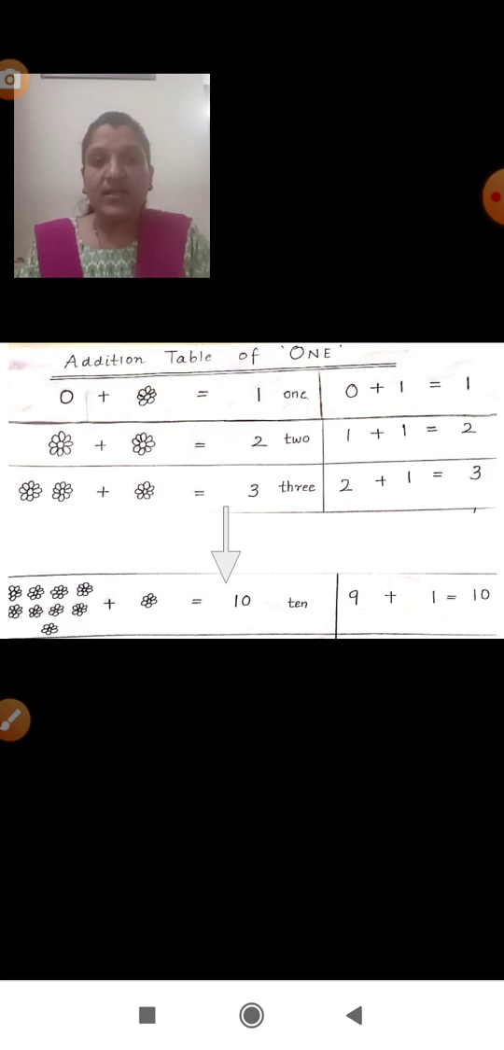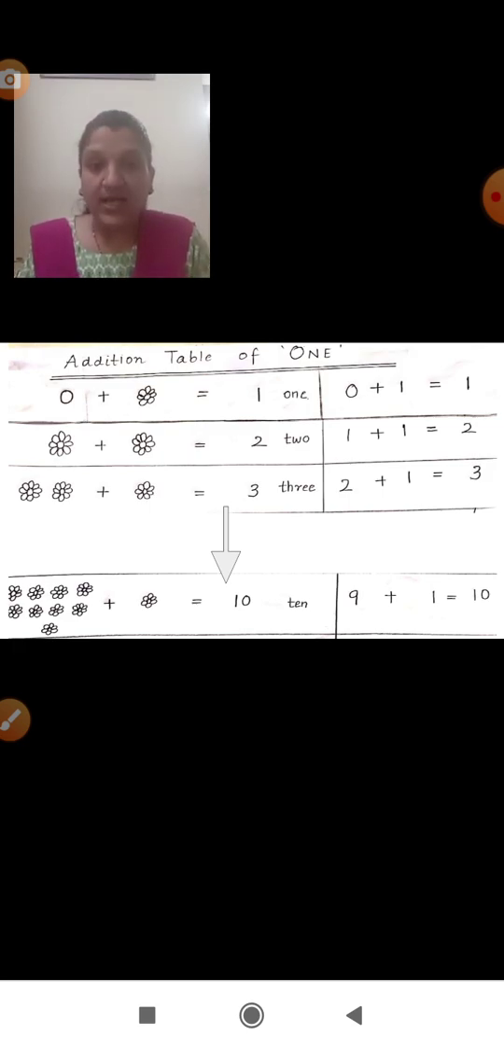Now let us see the first row. Here it is written 0 plus 1 flower equals to how many? 0 plus 1 flower equals to 1. O-N-E, 1. You have to write the number name over there. Then in the next column, you will write it in numbers. That means 0 plus 1 equals to 1.